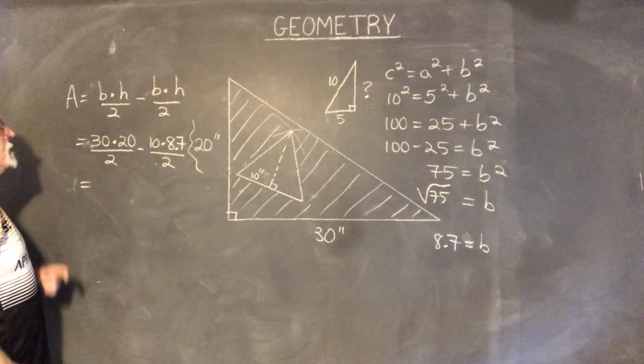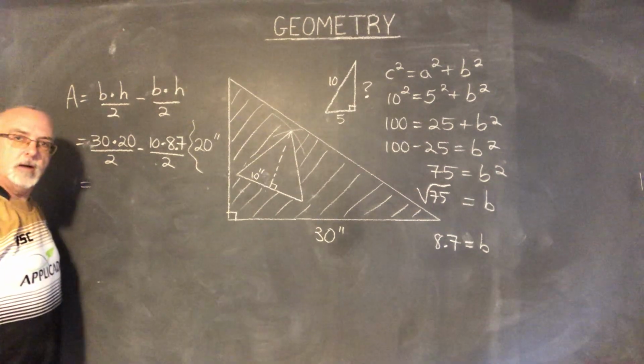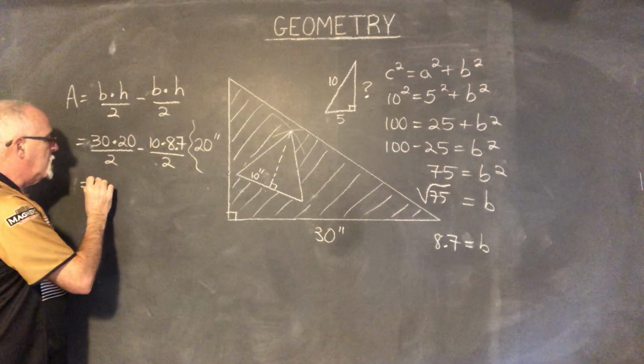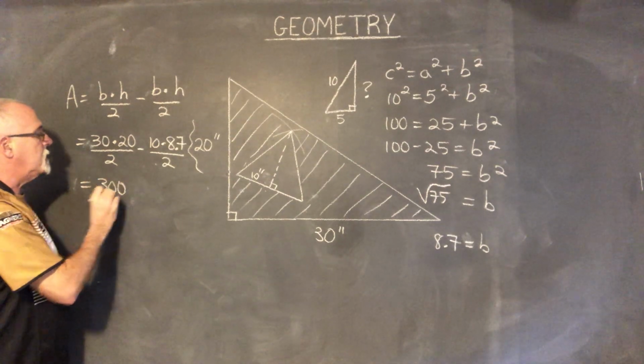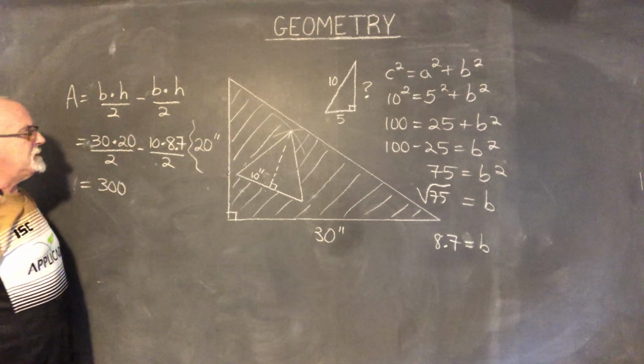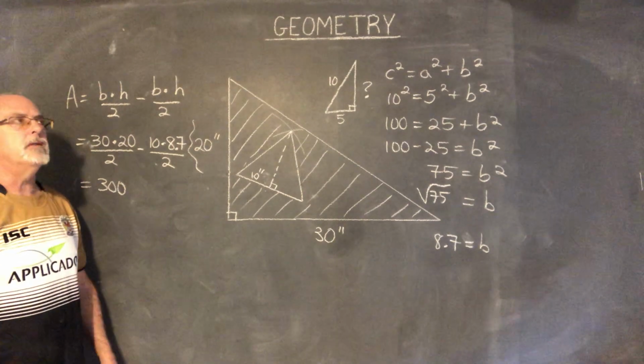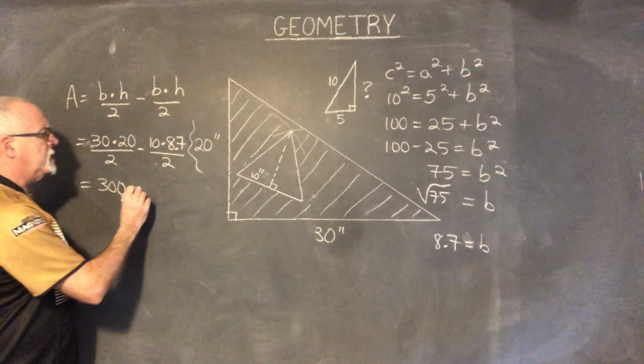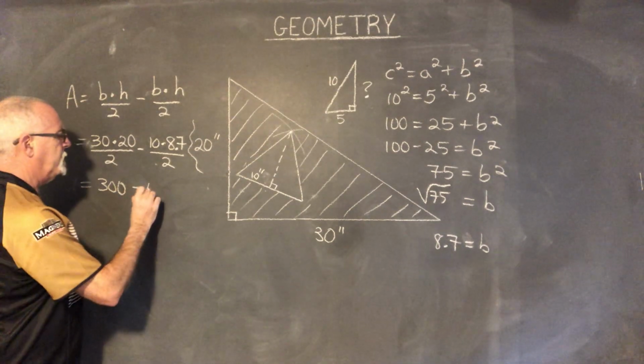Okay, 30 times 20 over 2 is going to be 300, isn't it? I walked off the camera. Okay, so 20 divided by 2 is 10 times 30. There's different ways of showing this, but it's going to be 300. And then we have 10 times 8.7 over 2. 10 times 8.7 is going to be 87. And 87 divided by 2 is going to be 43.5.